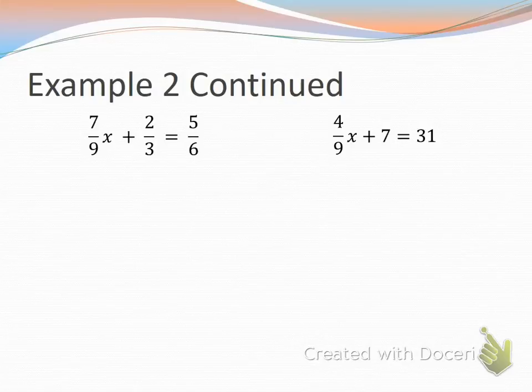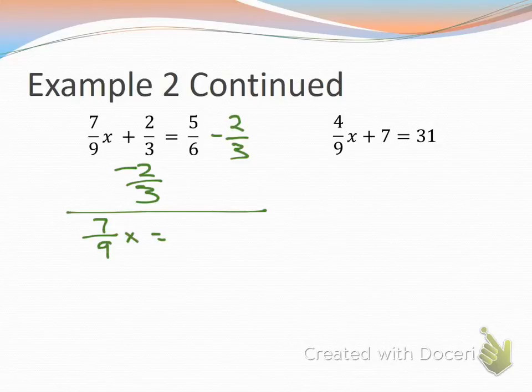Okay, so we're going to subtract 2/3 from both sides. Subtract 2/3. 7/9 x equals, wait, what's my LCD? 6. So 5/6 stays the same. Minus 4/6. How did I get 4/6? Because 3 times 2 is 6, so 2 times 2 is 4. 7/9 x equals 1/6.